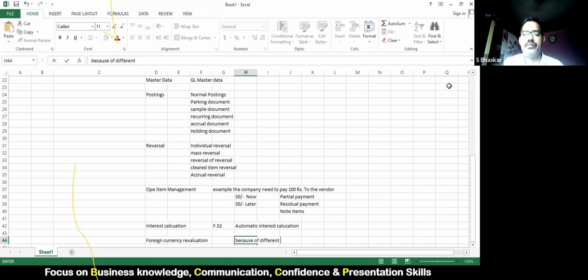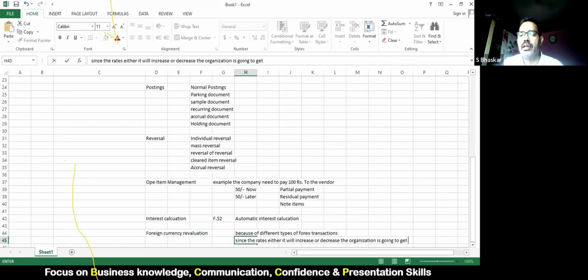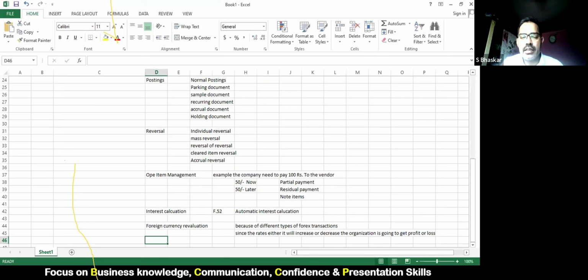So because of different types of forex transactions, since the rates will either increase or decrease, the organization is going to get profit or loss. Honestly speaking, the government GDP is depending on this.